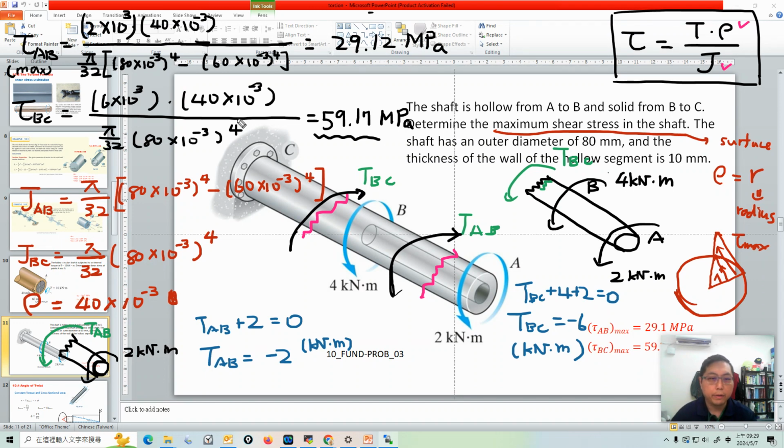Be careful also about the concept: the maximum shear stress is always at the surface, so we put rho equal to the radius in the calculation. Maximum shear stress is on the surface.